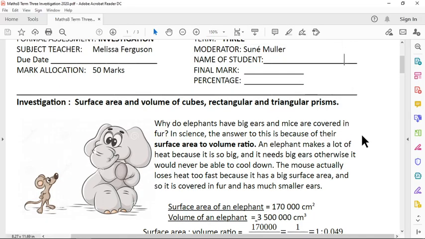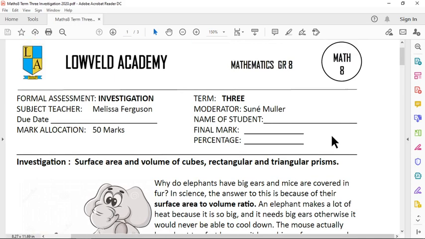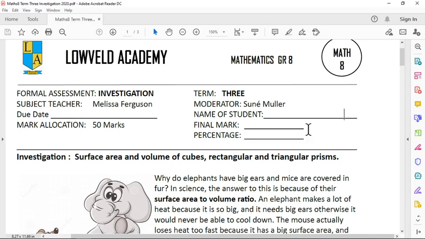Okay, grade 8, I want to talk to you about this task, investigation. You should have it on a piece of paper. Make sure you write your name on your task, please. Okay, you may not take it home. You have to hand it in at the end of the lesson, and if we still need more time, you'll get it back again. Now, this is a task for marks.